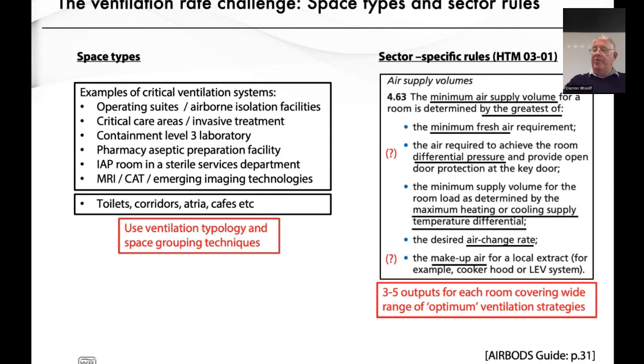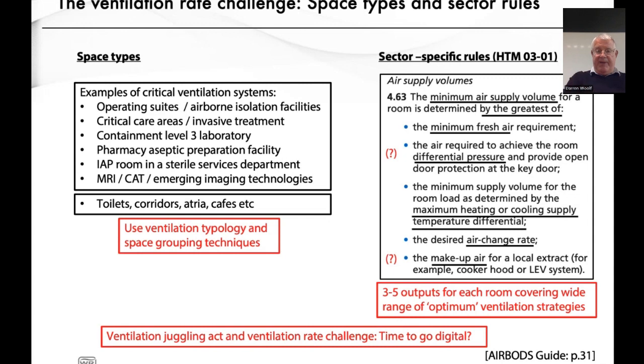So there might be 3 or 5 outputs for each room, covering a wide range of what we're trying to do, which is optimum ventilation strategies. So when we think about this ventilation juggling act and the ventilation rate challenge, I'm asking the question, is it time to go digital? CIBSE has been moving from paper guides towards digital guides. I'm not just talking about having digital guides, but we have a lot of tools that support the decision-making processes about what ventilation rate is appropriate for what type of space and what type of system.